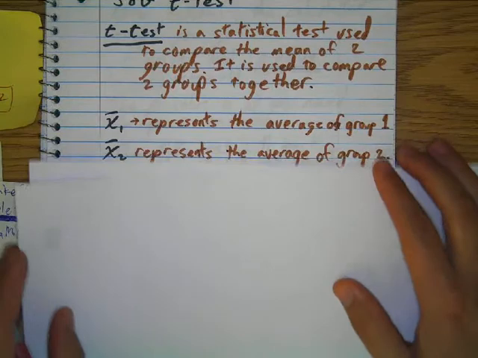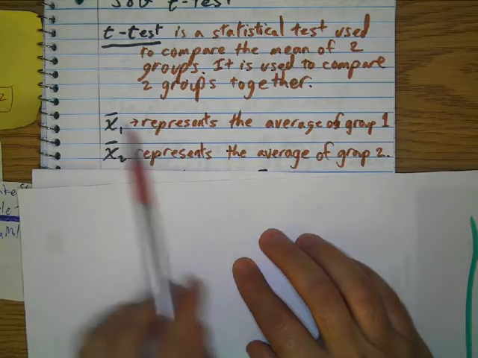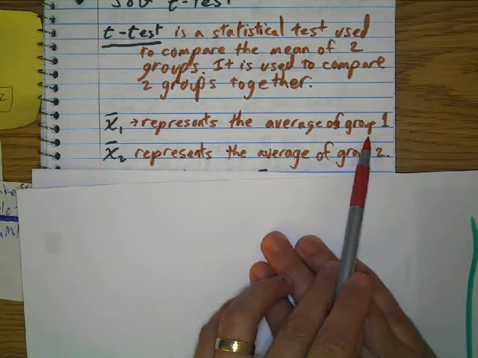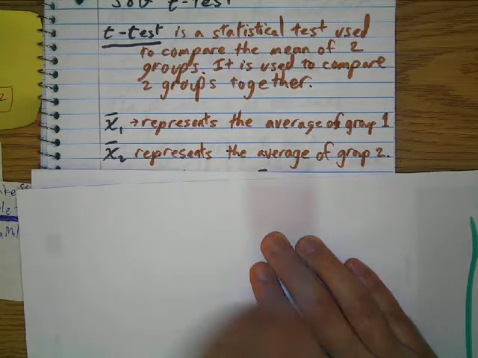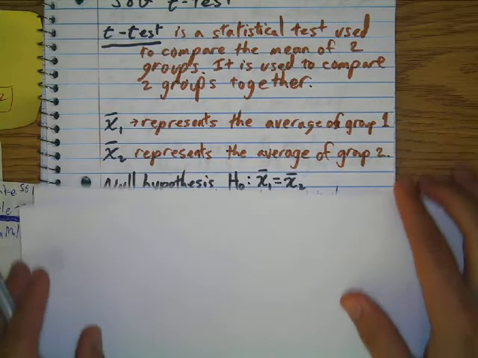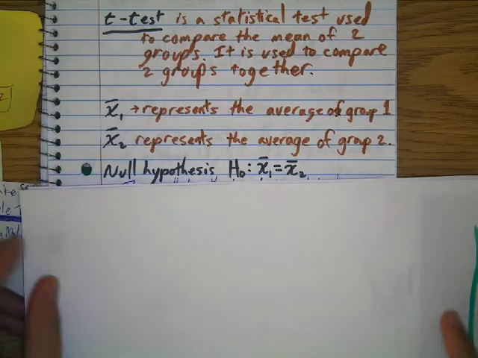When I'm referring to the average of one group, you usually see a lowercase x with a line over it, and that represents the average of one group. If you see the x with the line over it with a subscript 2, that means the average of the other group. We won't actually be calculating the average, we'll just be entering the data into a table.